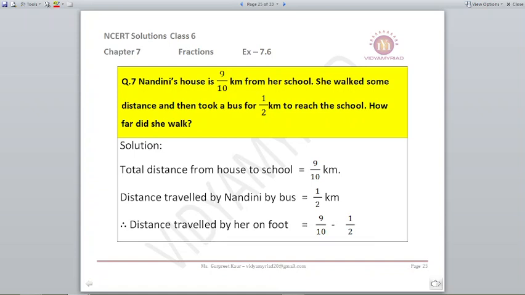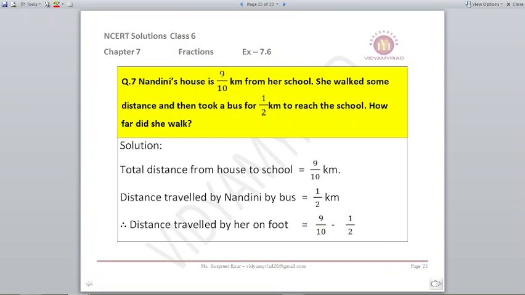Nandini's house is 9 upon 10 kilometer from her school. She walked some distance and then took a bus for half kilometer to reach the school. How far did she walk? Now total distance is given to us, 9 upon 10. Some distance she has travelled by bus, that is 1 by 2 kilometers. So remaining distance she has travelled by foot. So total distance minus the distance travelled by bus. When you do that, remaining comes out to be the distance travelled by her foot.